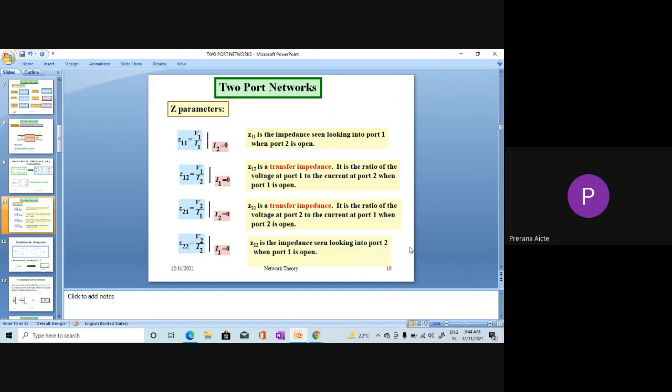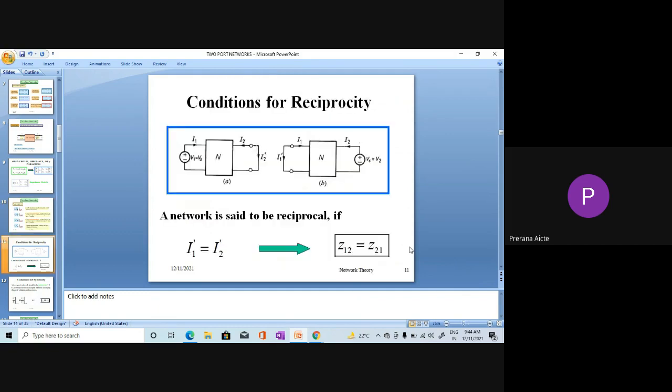Based on the question only, you have to approach the answer. So just keep in mind your Z parameter equations, thereby you can achieve your equation, right? A very important condition for Z parameters is the condition of reciprocity. When reciprocity occurs in the circuit, the value of Z12 is equal to Z21. Very, very important relation for competitive examinations.